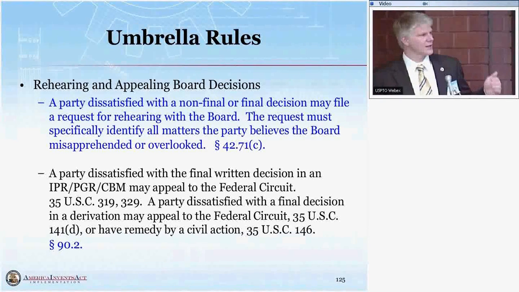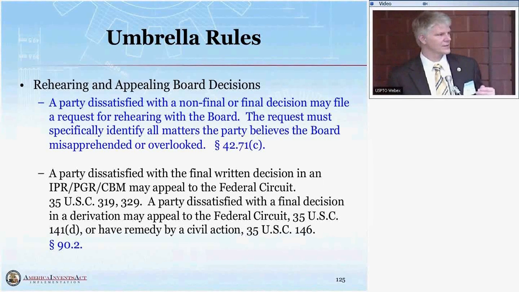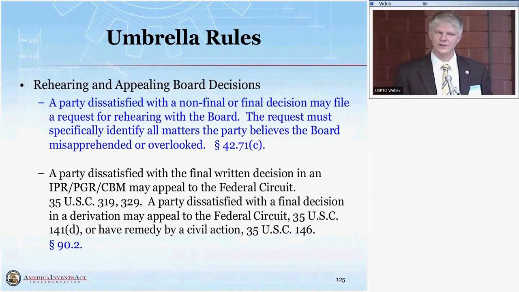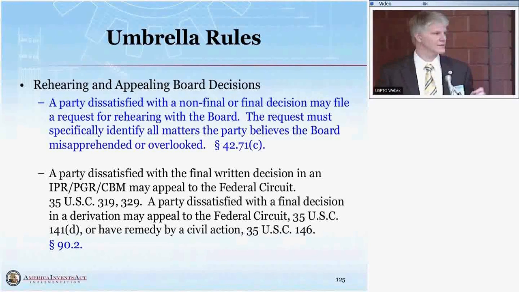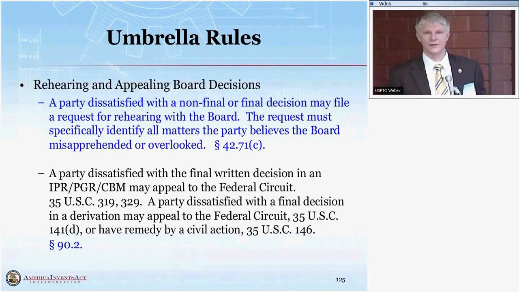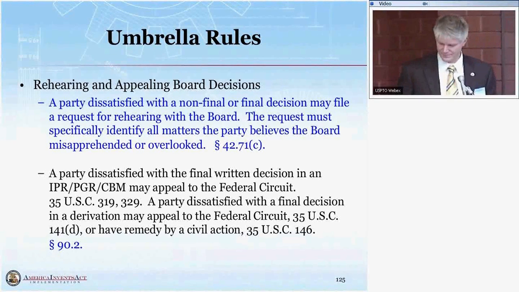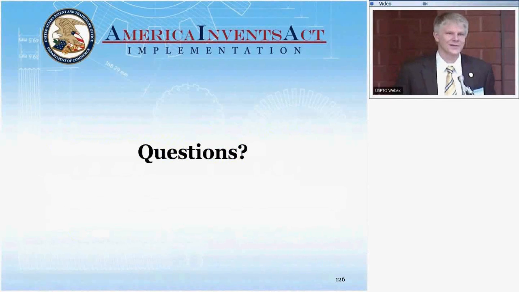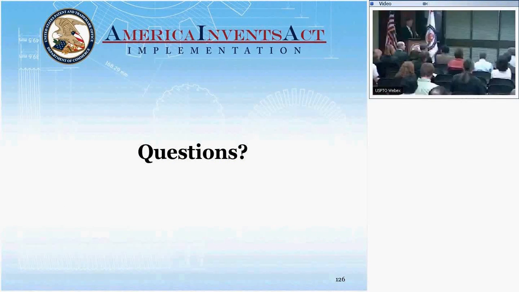Also, keep in mind, though, that if you're an IPR, PGR, CBM, how do you appeal? Let's say you don't prevail before the office, and you believe that there's an appealable issue, you go to the Federal Circuit. For derivation, however, they did provide that you can go to a civil action, which would be a district court action. So a little difference there. So with that, we now understand all the way up through appeal, and we'll have questions now. Thank you.